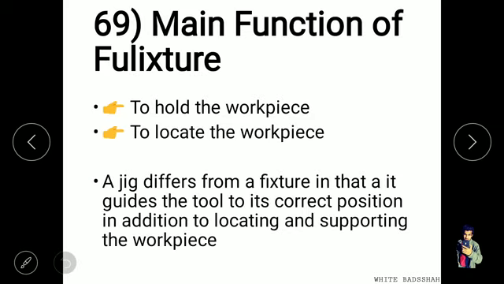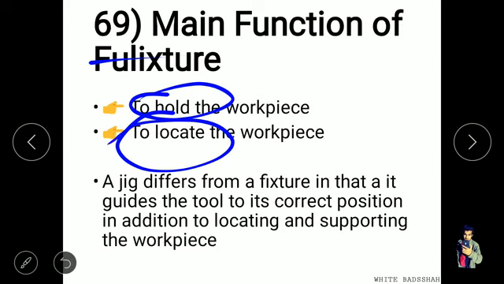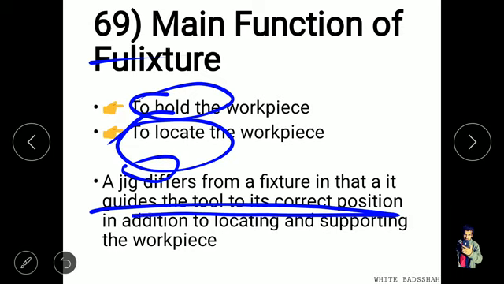Now the main function of a fixture is to hold the workpiece and to locate the workpiece. But how does it differ from a jig? A jig differs from a fixture in that it guides the tool to its correct position, in addition to locating and supporting the workpiece. A jig also gives the particular direction in which the workpiece is to be held.